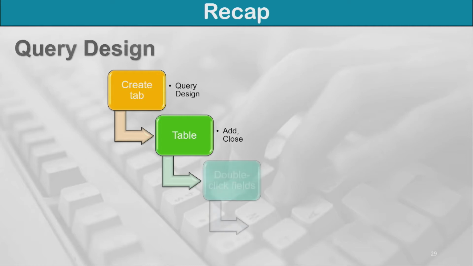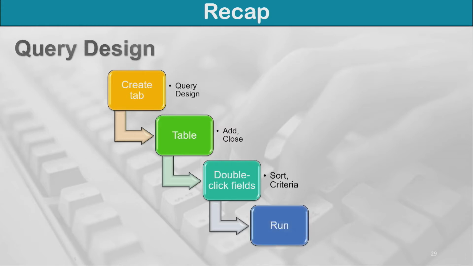The next step is to double-click each field that we want to include in the query. When they appear in the design grid, we can sort each field in ascending and descending order, and we can also use the criteria row to filter the records. After we have finished designing this query, we can finally run it. We can also save our query.